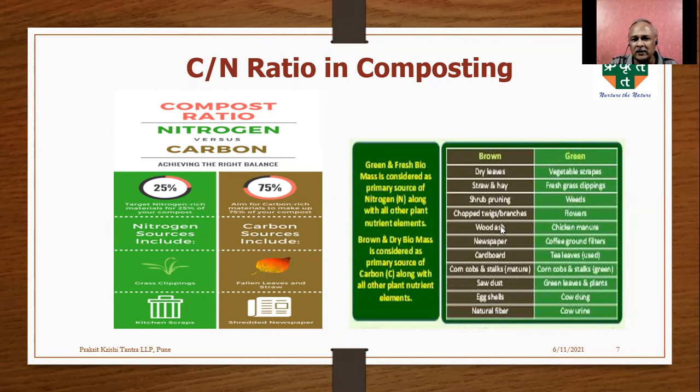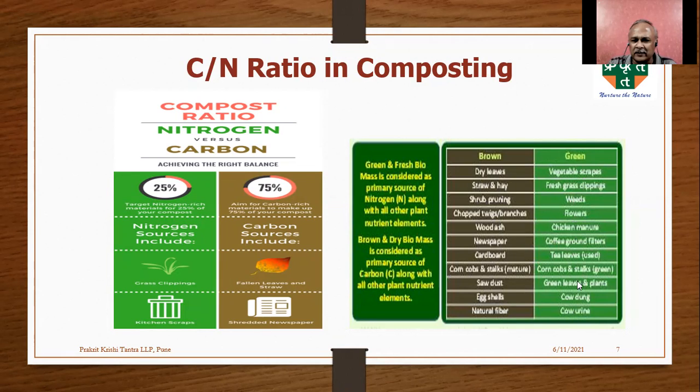Here is a long list of brown and green. You can see dry leaves, straw or hay, then shrubs, pruning. If you are pruning any trees or branches or shrubs, the twigs are there, the woody branches are there, wood ash, newspaper, cardboard, sawdust, eggshells, etc. Eggshells are a good source of natural calcium actually.